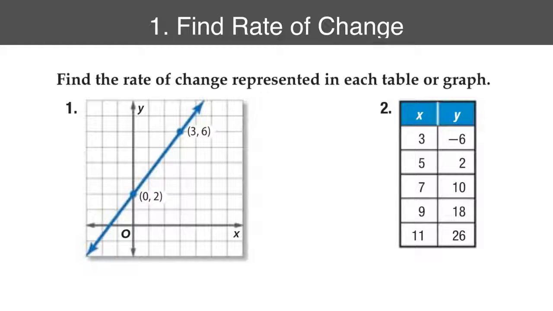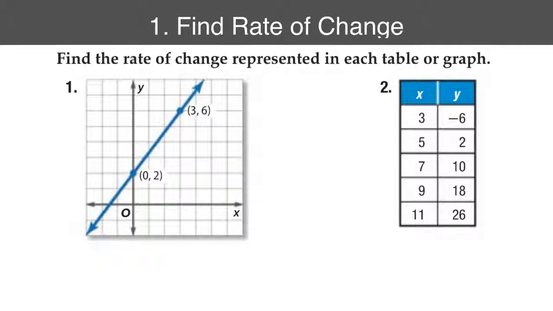The first thing we talked about in this section was finding rate of change, and there's a couple ways you can do this. Now remember, rate of change and slope are the exact same thing. You do them exactly the same way. They sort of have the exact same formula. We just talk about them in two sort of different ways.